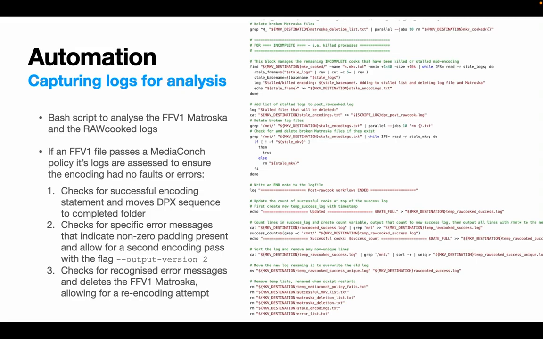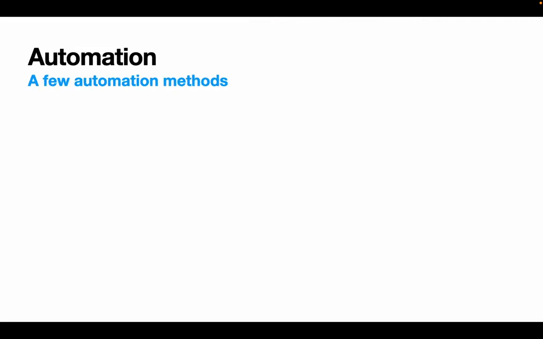And number three, we look for generic error messages such as conversion failed or error reversibility was checked, issues detected, see below. When these are found, the FFV1 Matroska is deleted and the log is prepended failed and moved again to the logs folder. This allows for a normal re-encoding attempt. So I hope you can see how capturing these logs will help with future workflow generation and preservation knowledge.